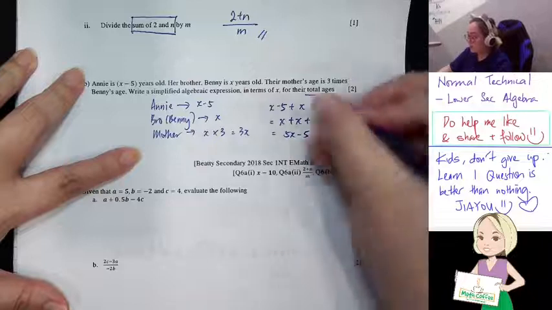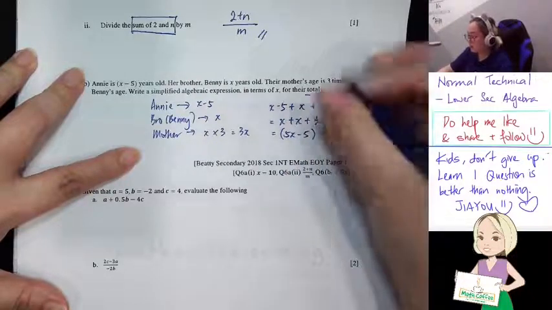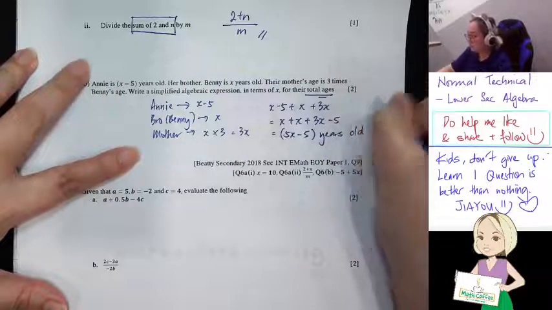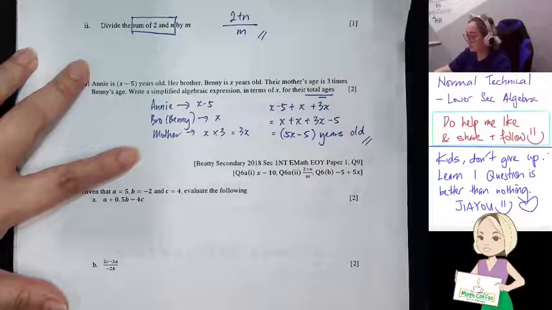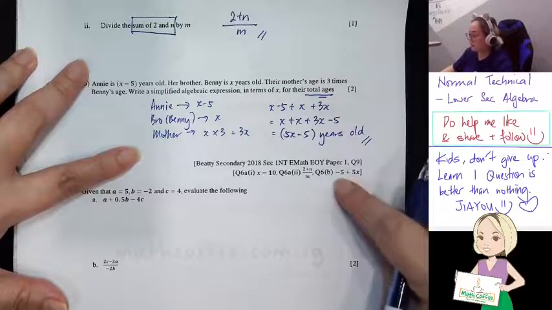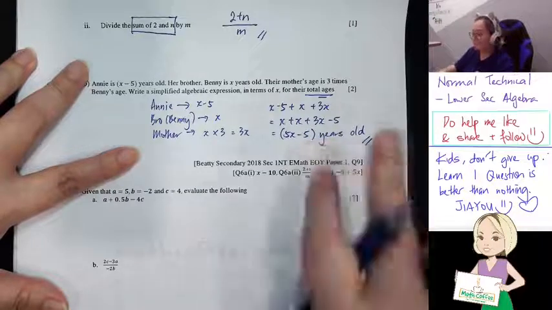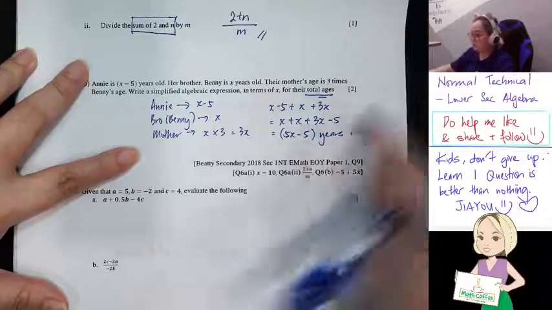Okay, so you can leave your answer like this, and usually what I do is I bracket and say that this is years old because this is talking about age. So actually this is the answer. You could also put minus 5 plus 5x. This is the same, it's just the other way around, but putting it in this form is better.